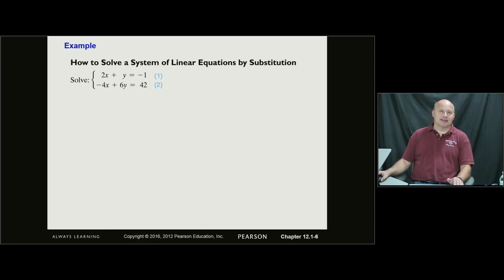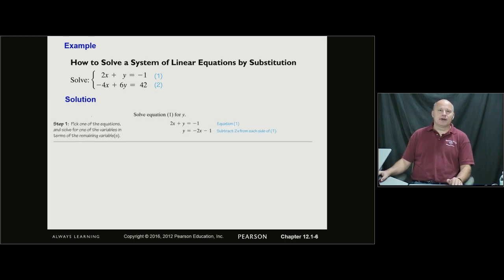I have two variables in two equations. I could solve for the x in the 2x. I could solve for the y in the first equation. I could solve for the x with the negative 4x, or I could solve for the y with the 6y. So I could solve for either of those four variables, two of those being the same though. But let's see what we're going to do here.